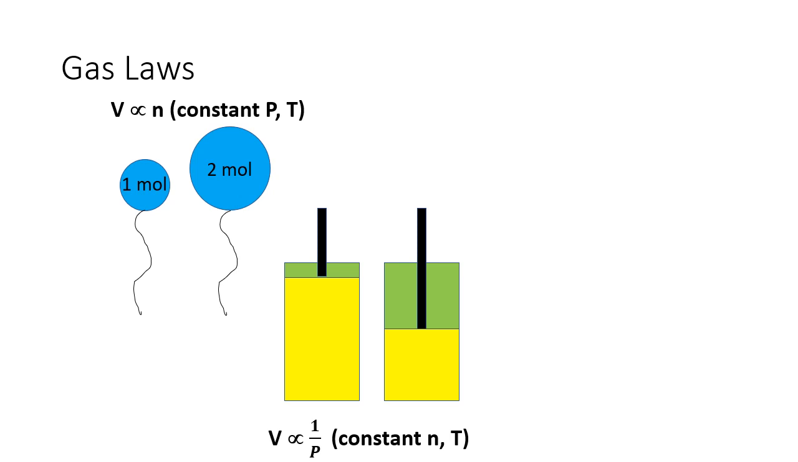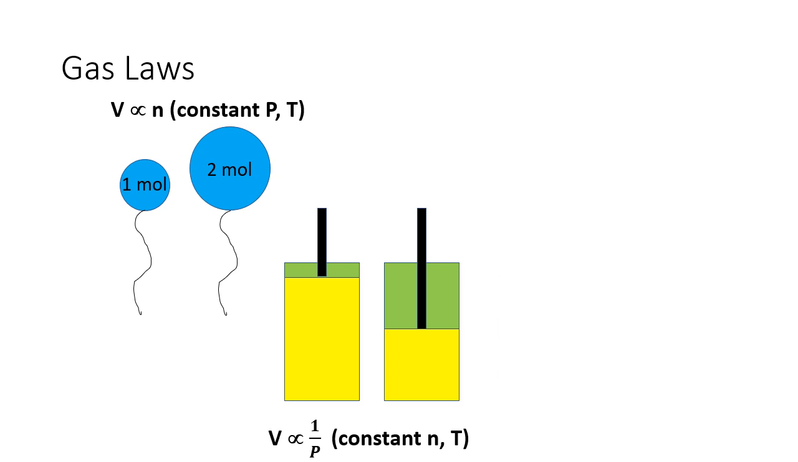Volume is inversely proportional to pressure. If you push down a piston, what happens to the volume of the container? It gets smaller. So when you press on the gas molecules, they're forced closer together so that the force on the inside of the container is equal to the force applied to the outside of the container. This is if moles and temperature are constant. So volume is inversely proportional to pressure.